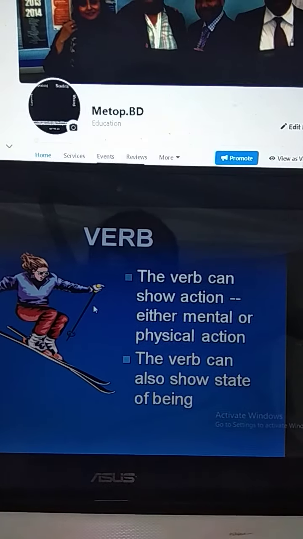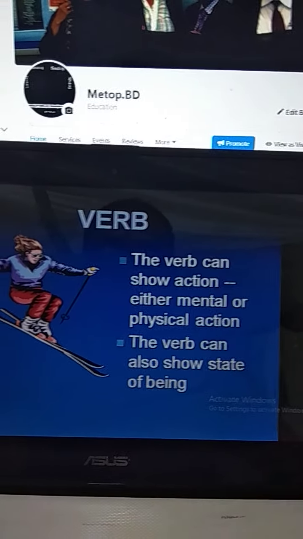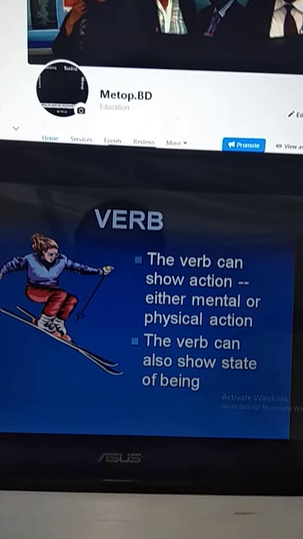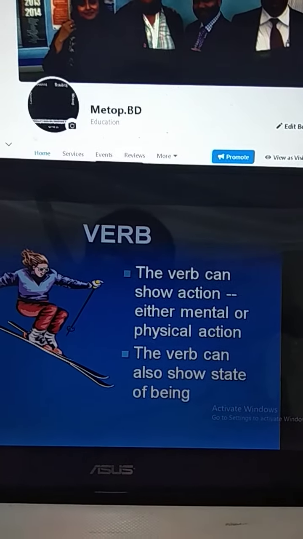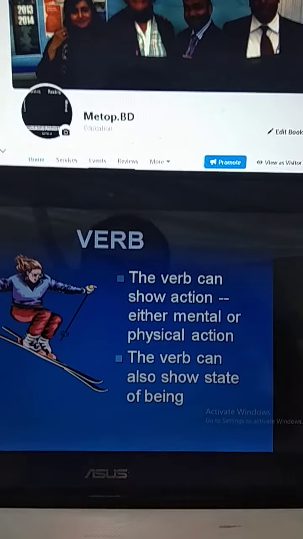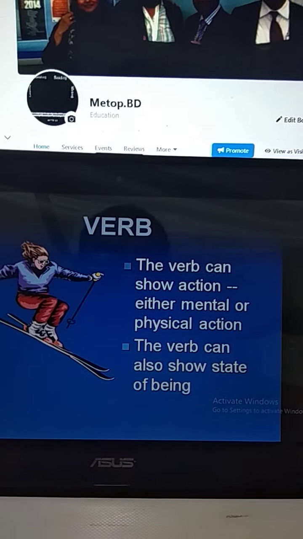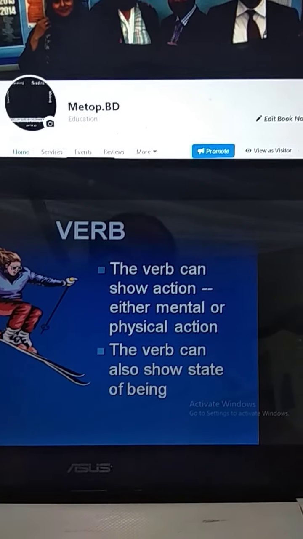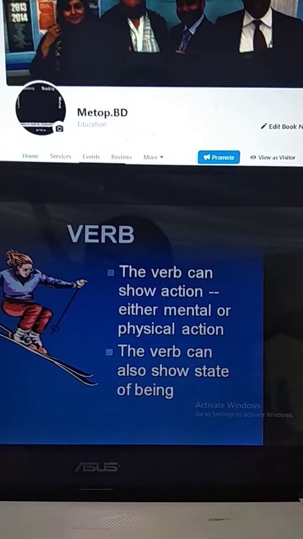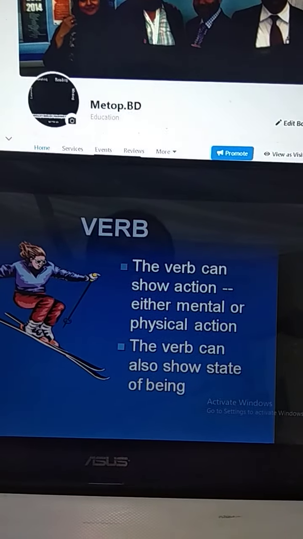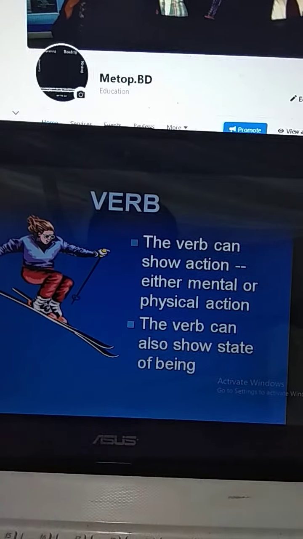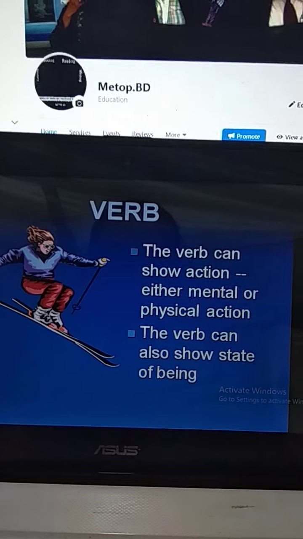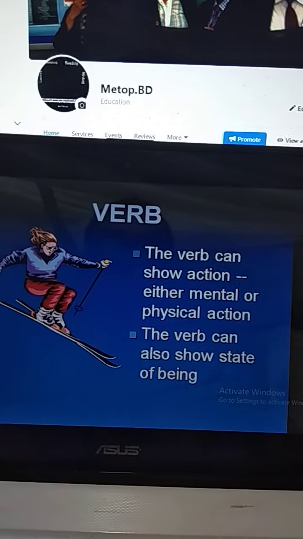Verb. The verb can show action. You can see the action. It's not a common action in our country, but you will see in European countries or American countries this kind of action. So the verb can show action, either mental or physical action. The verb can also show state of being.